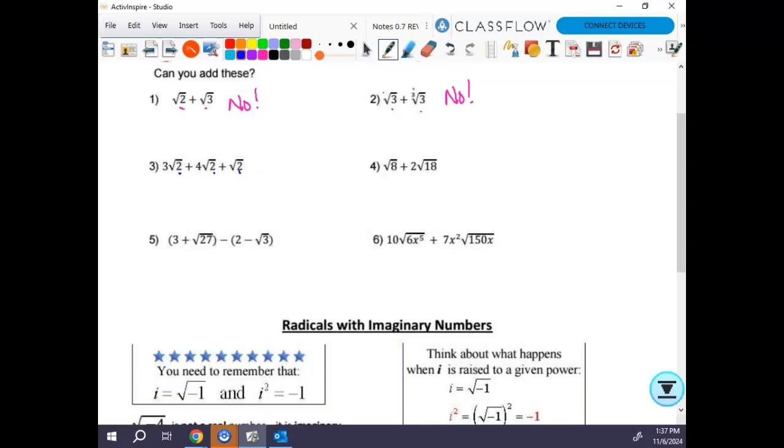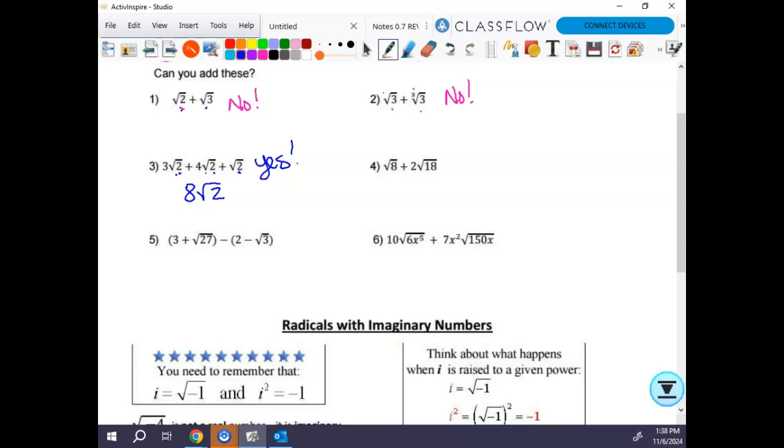7, 8, right? 3 square roots of 2, 4 square roots of 2, that's 7, and add 1 more, this is just 8 square root of 2. So this is a yes, and that's what we get. You with me on that? They are just things. Look at them as variables. That's why if they're different, like this is basically x plus y. And then this is 3x plus 4x plus x, and that's where you get that from. Okay, so don't try to make it harder just because there's square roots there.